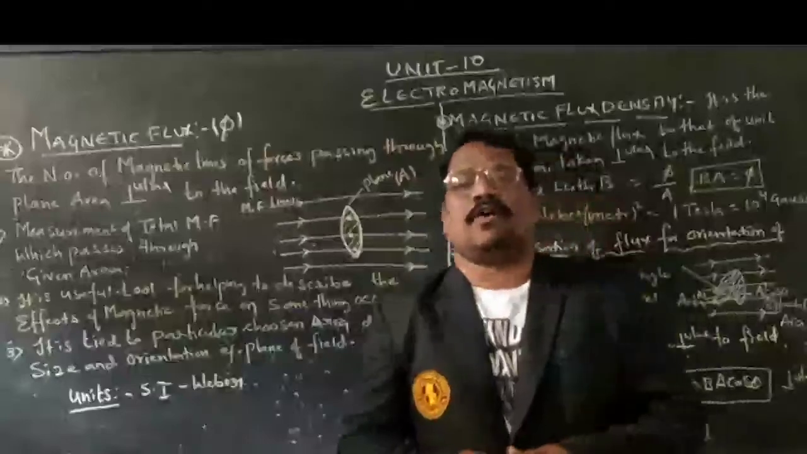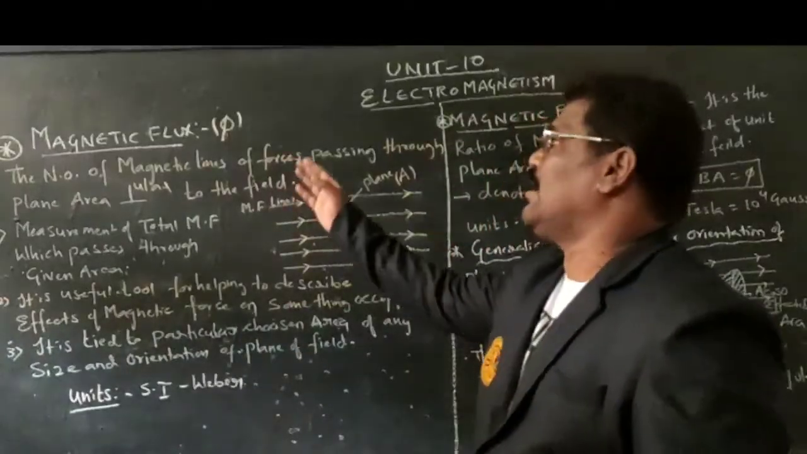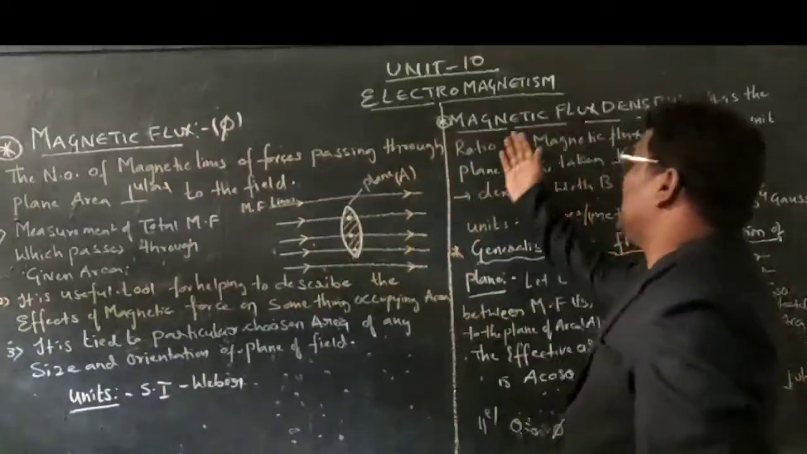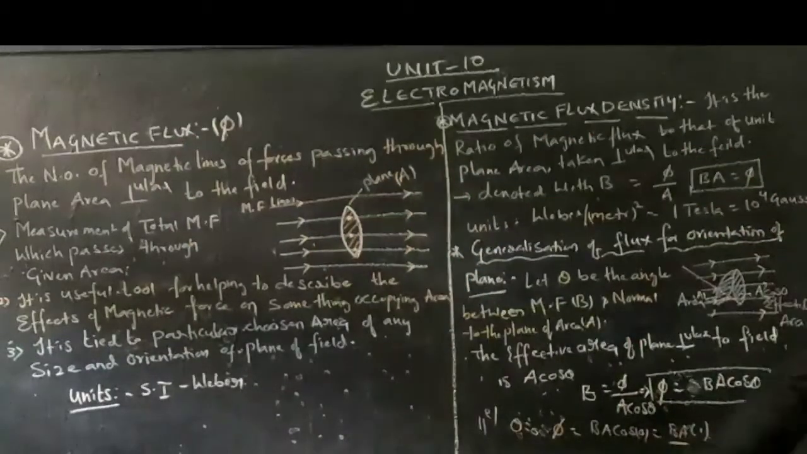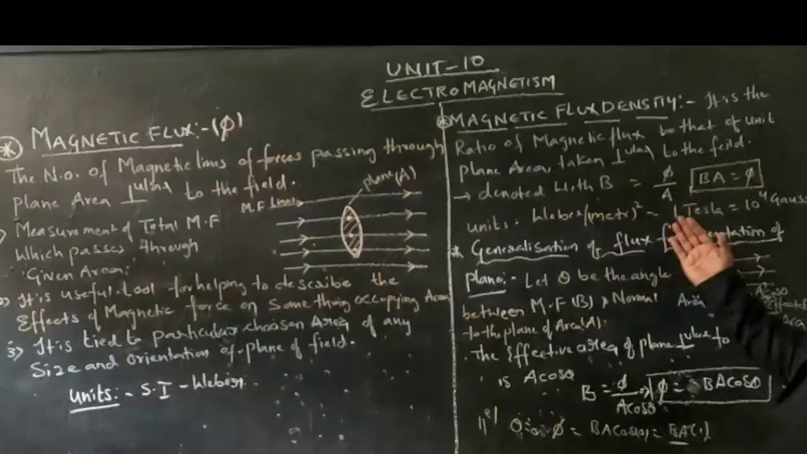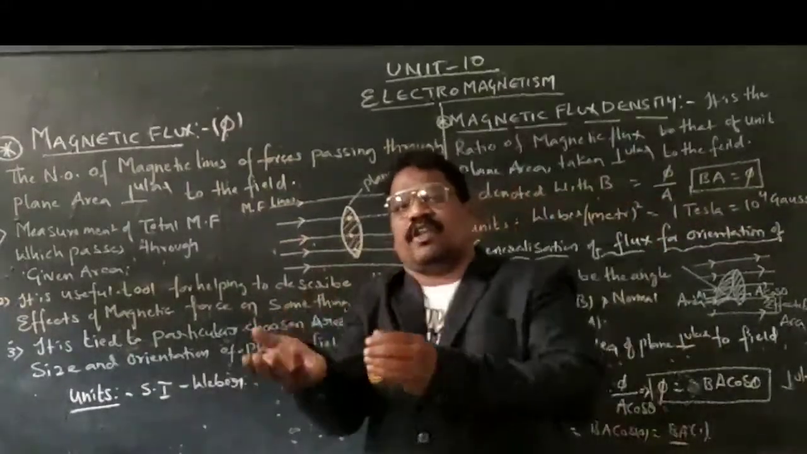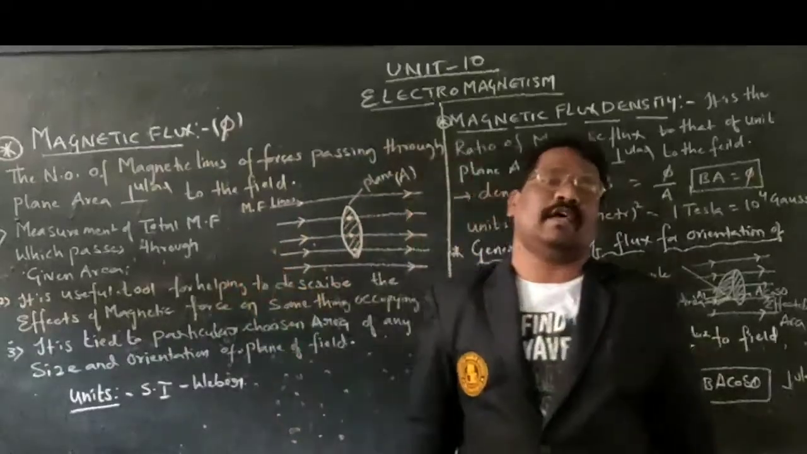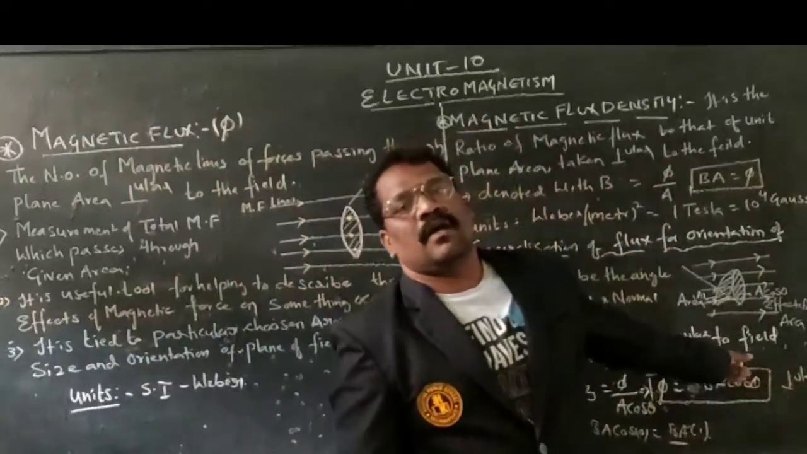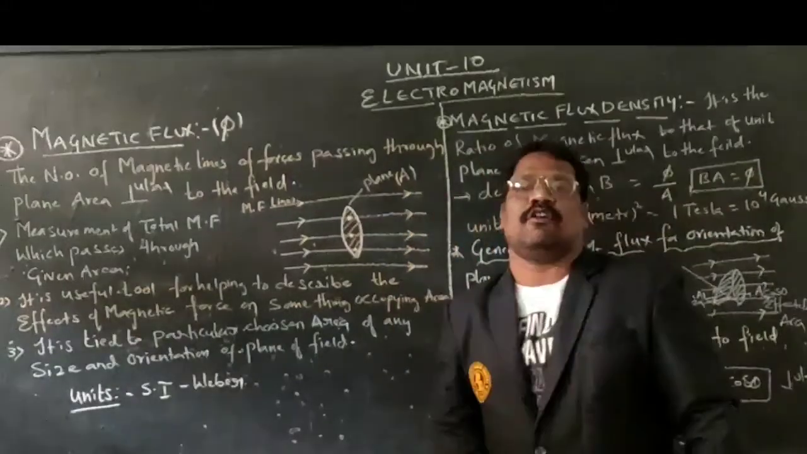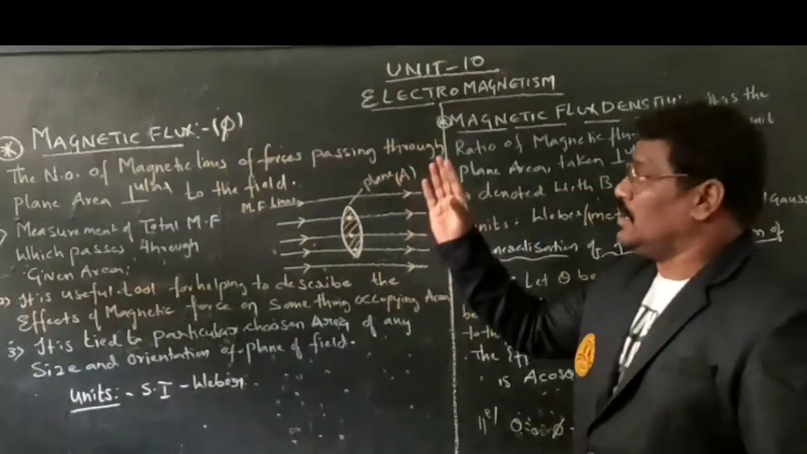Within this class, we are going to discuss a topic called magnetic flux density, and the generalization of magnetic flux for orientation of a plane. As a plane is rotated around its own axis, how will that magnetic flux exist? We are going to discuss these three topics within this lesson.